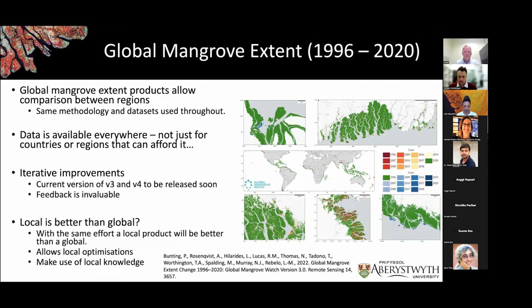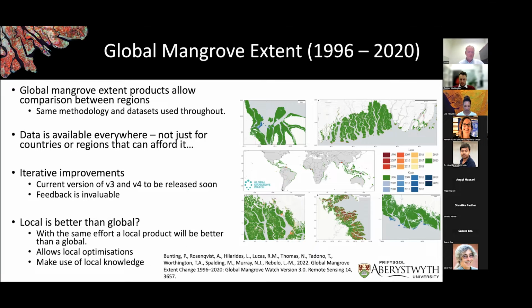If we think about the global extent product, what we're trying to get is a product that is methodologically the same wherever you go. So it's trying to be an equivalent data set, so that wherever you go in the world, you get similar data sets. That means it should allow comparison between regions. If you're interested in comparing changes in one country against another country, or in larger regions, then this data set can be used for that. It's not weighed down by different methodologies being used for different products that are being compared.